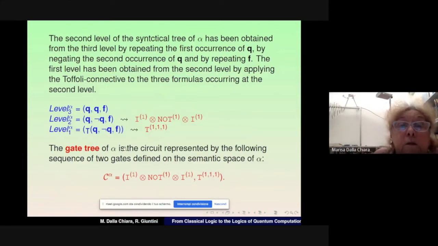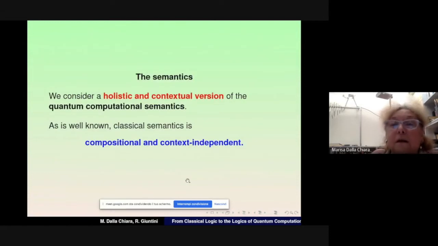So the gate tree of our alpha can be represented in the natural way. Let us write C of alpha. It is a sequence of two gates, these two gates: identity times not times identity, and Toffoli.